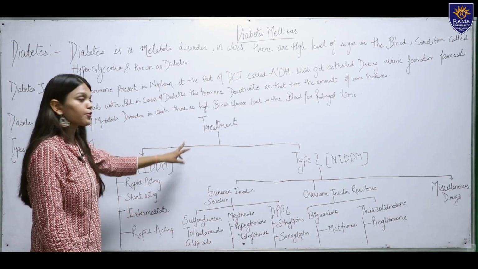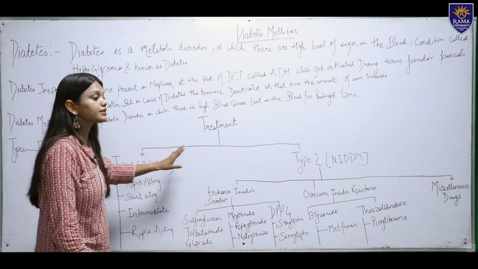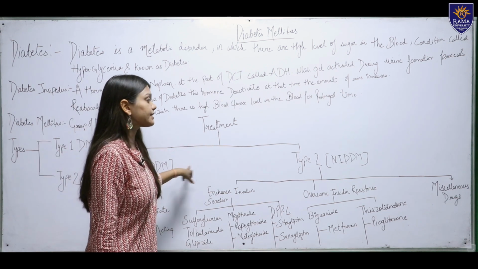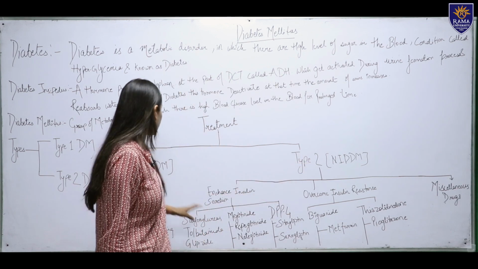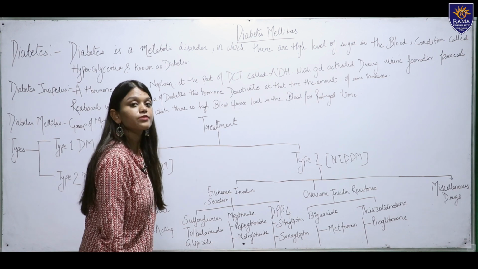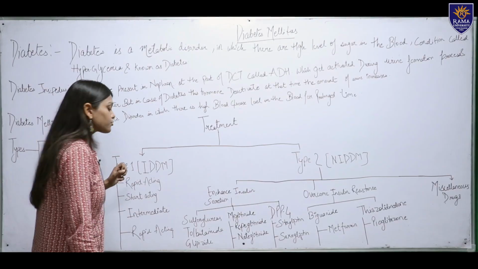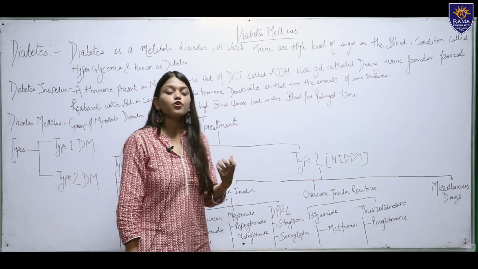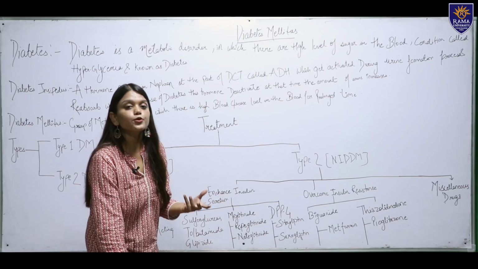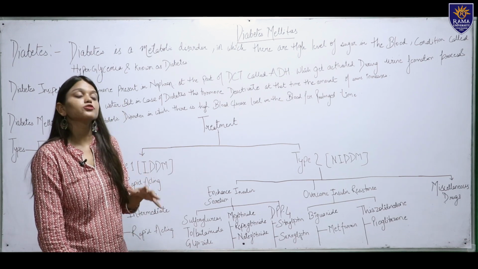Next, we come to the treatment. Basically, treatment is divided into two parts: type 1 and type 2. As we all know, type 1 is insulin dependent diabetes mellitus, or juvenile diabetes mellitus. As we have already studied, in type 1 the beta cells are unable to produce insulin, so we have to take insulin externally.